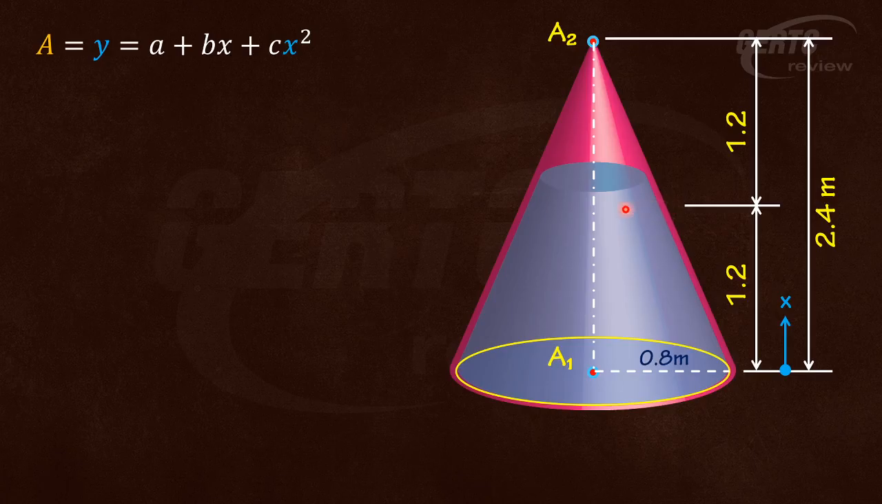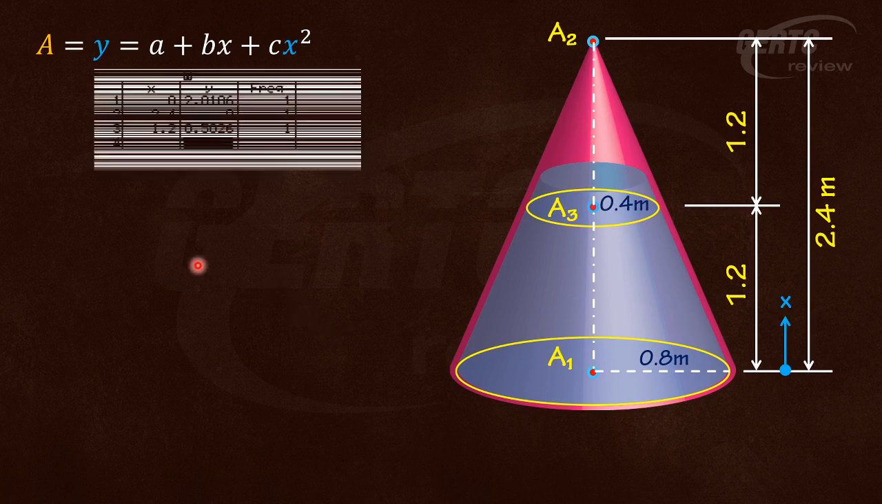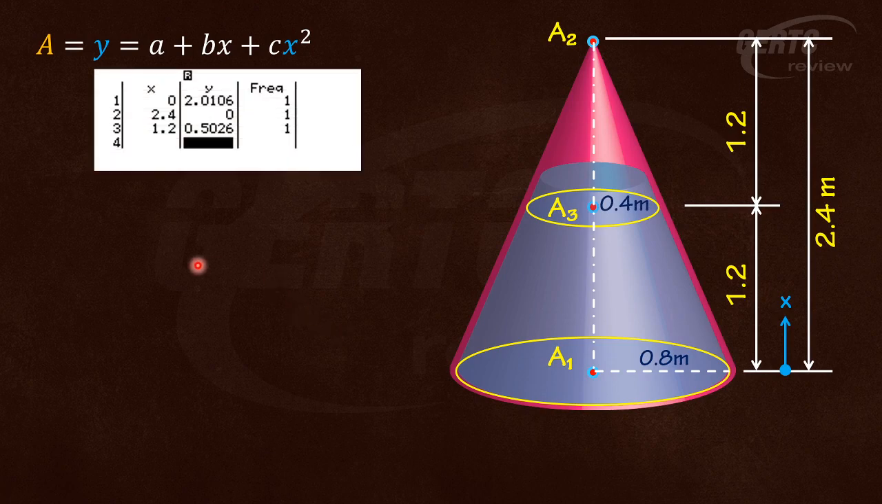Because obviously, the radius of the midsection here is half of 0.8, because this is linearly varying. Let's choose that. Let's call it area 3. The radius there is 0.4. And then we will input that to this table. Maybe I don't have to show it using the calculator anymore. I have shown that to you already.